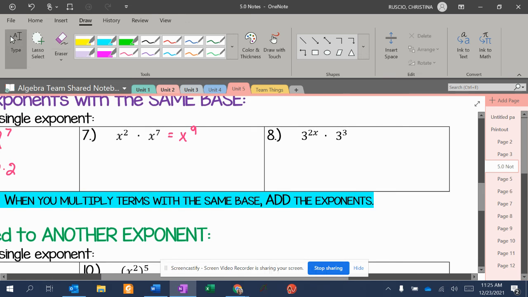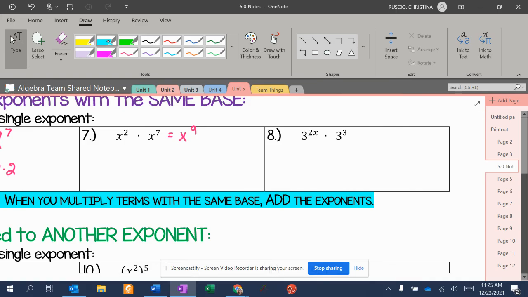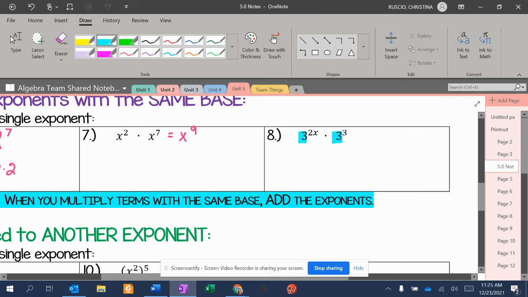All right, let's generalize it for number 8. Notice again how we have the same base. That's why we are allowed to do this. And we are adding the powers. So 3 to the, 2x plus 3, that's not 5x. I can't add apples and bananas to make banapples. So we would just have to write that as 3 to the 2x plus 3rd power. I know it looks weird, but that's how it's going to go.